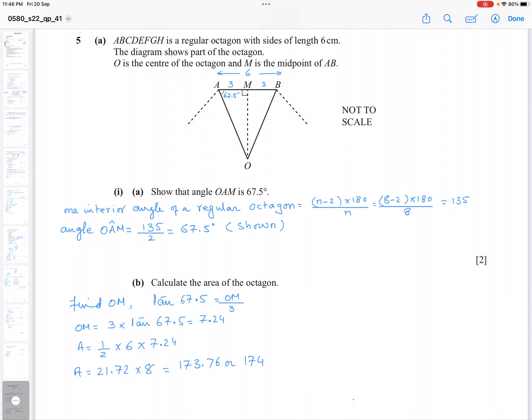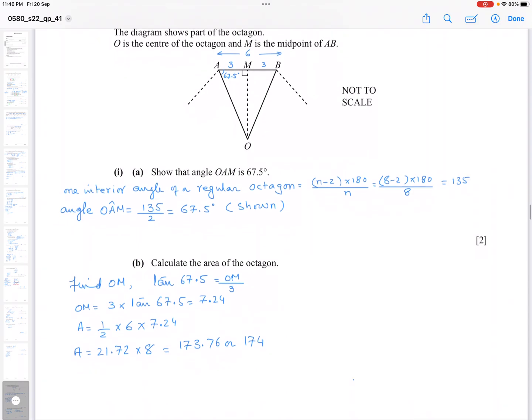Now you can find the area of triangle OAB. You have base AB 6 and you have height OM, which is just calculated. So 1 over 2 into base into height. So 1 over 2 into 6 into 7.24. So your area is 21.72, and for the octagon, 173.76 or 174.